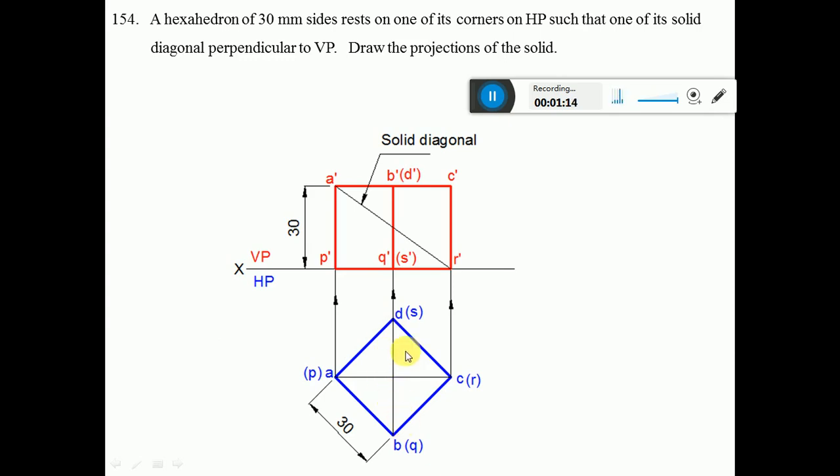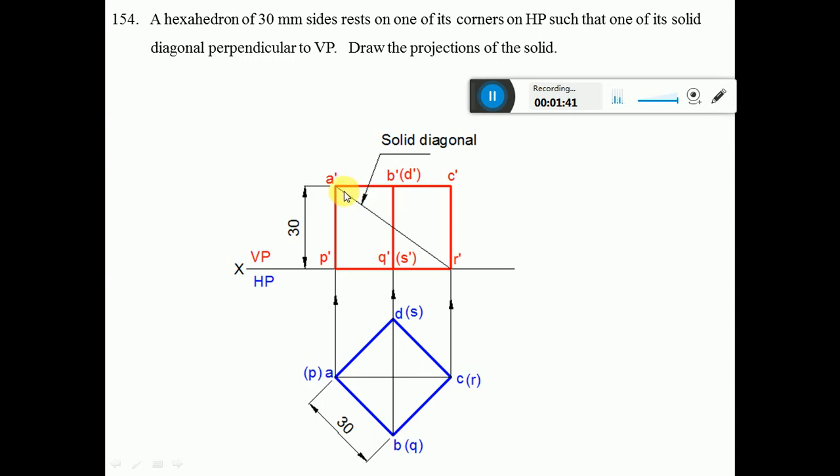A solid diagonal is the one wherein you join the two opposite corners of two parallel planes, in the sense that ABCD is one plane and PQRS is another plane. So you are joining the two opposite corners. That means A dash to R dash is one solid diagonal, C dash to P dash is one more solid diagonal, B to S is one more diagonal, and D to Q is one more diagonal.